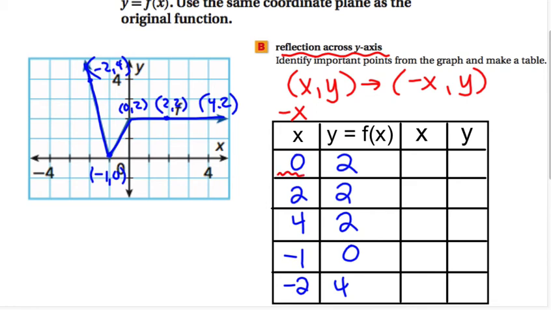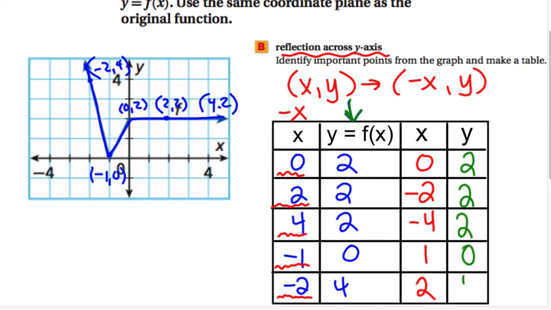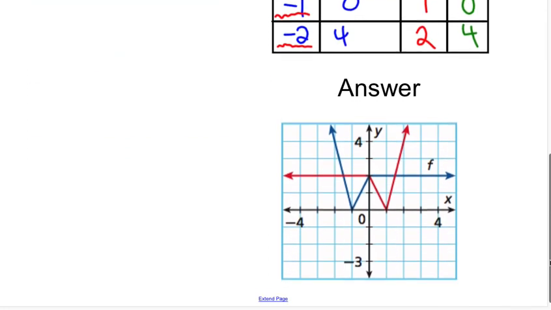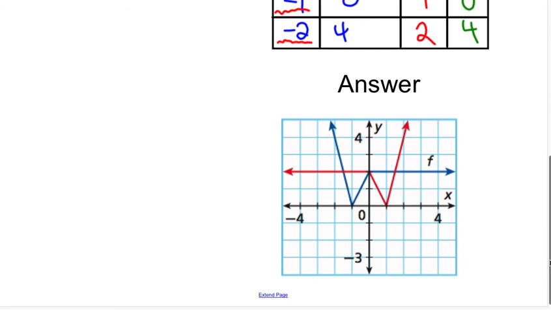So opposite of 0 is still 0. Opposite of positive 2, negative 2. Opposite of positive 4, negative 4. Opposite of negative 1, positive 1. Opposite of negative 2, positive 2. Do we do anything with these values? Nope. Nothing changes. So those just still become 2, 2, 2, 0, and 4. And here's what the graph looks like when it's done in the green.